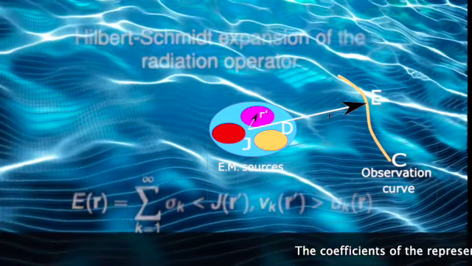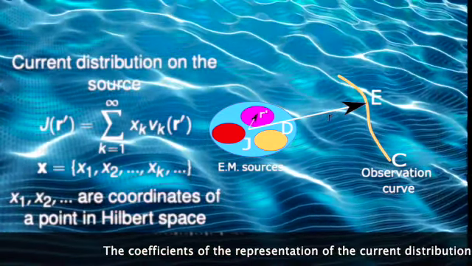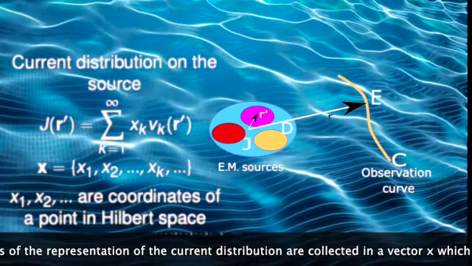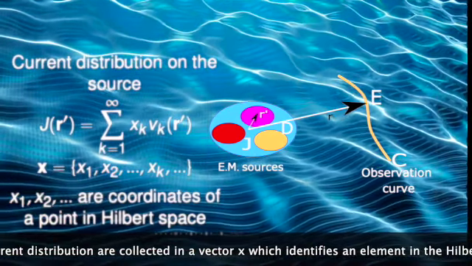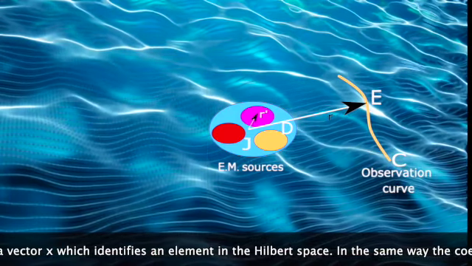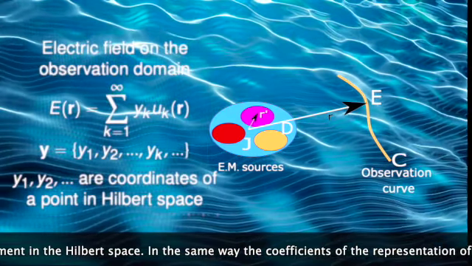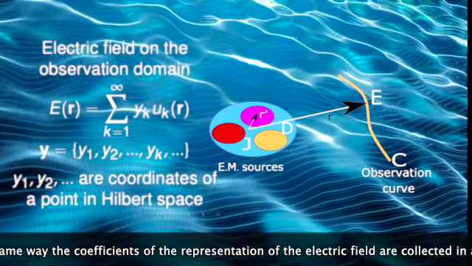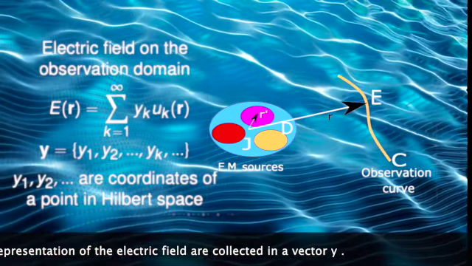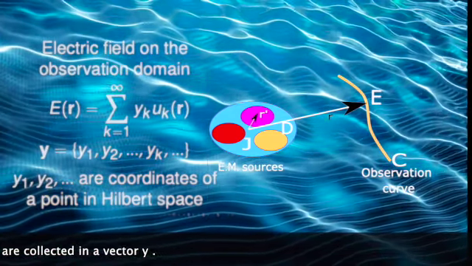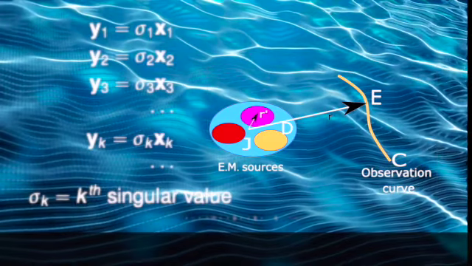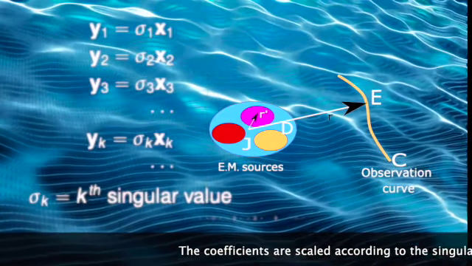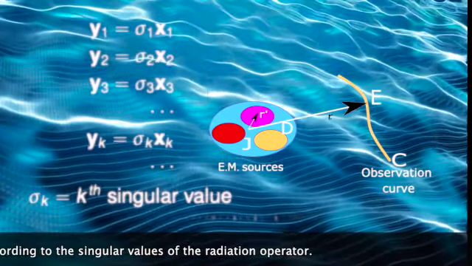The coefficients of the representation of the current distribution are collected in a vector X which identifies an element in the Hilbert space. In the same way, the coefficients of the representation of the electric field are collected in a vector Y. The coefficients are scaled according to the singular values of the radiation operator.